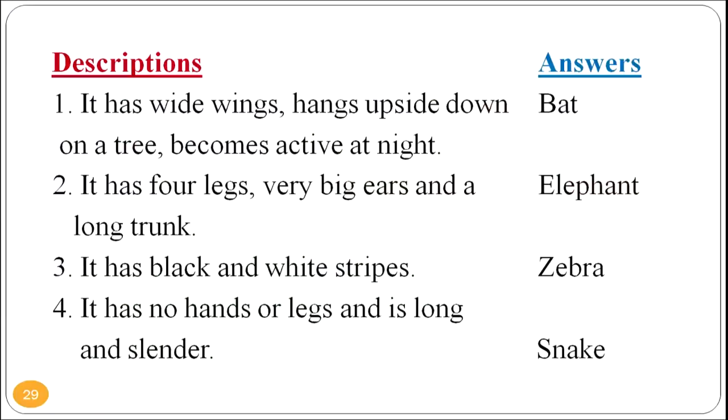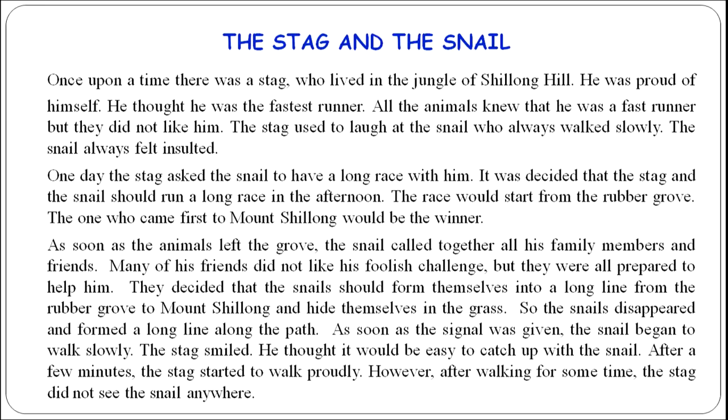Describe animals orally and ask the students to point to the correct picture. Some sample descriptions are given below. It has wide wings, hangs upside down on a tree, becomes active at night. Answer would be bat. It has 4 legs, very big ears and a long trunk. Answer is elephant. It has black and white stripes: zebra. It has no hands or legs and is long and slender: snake.